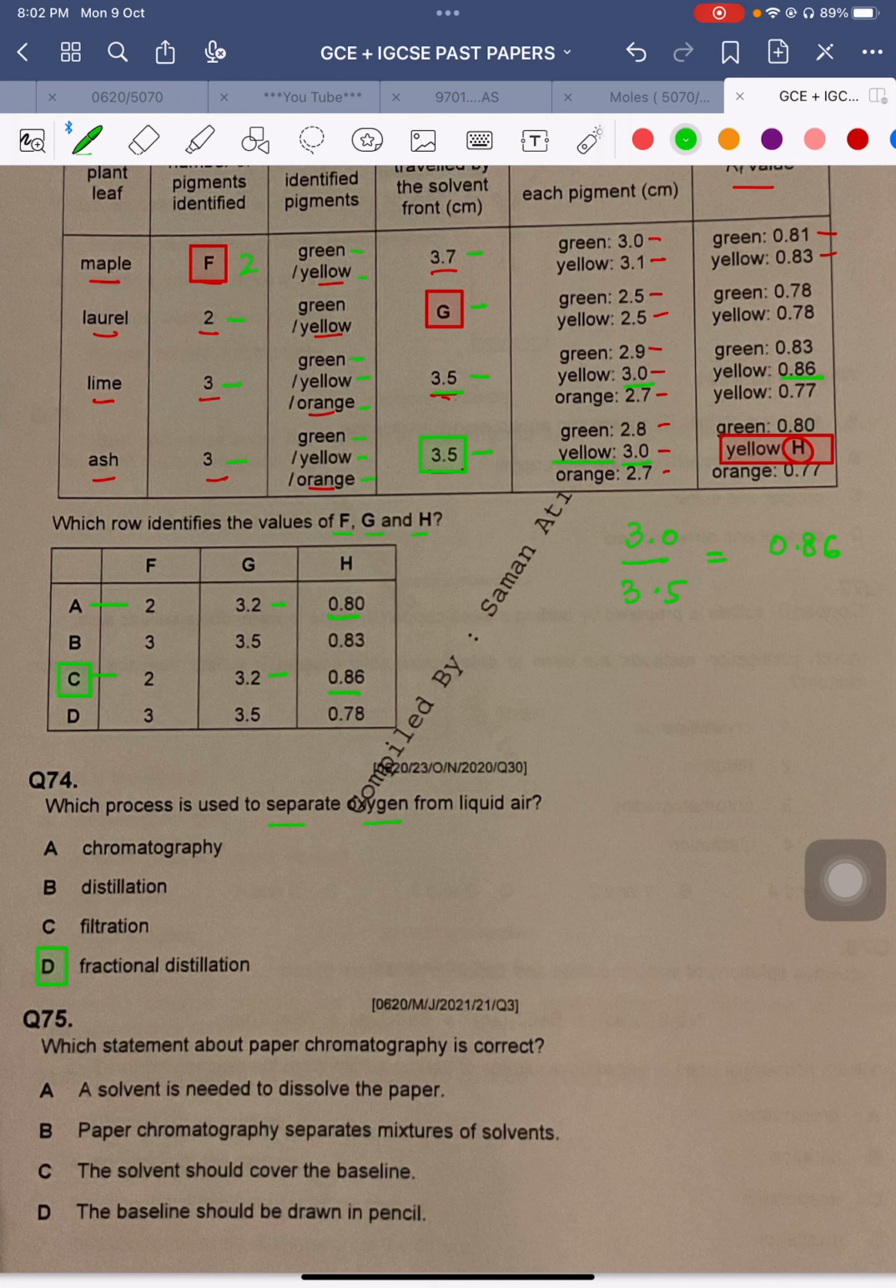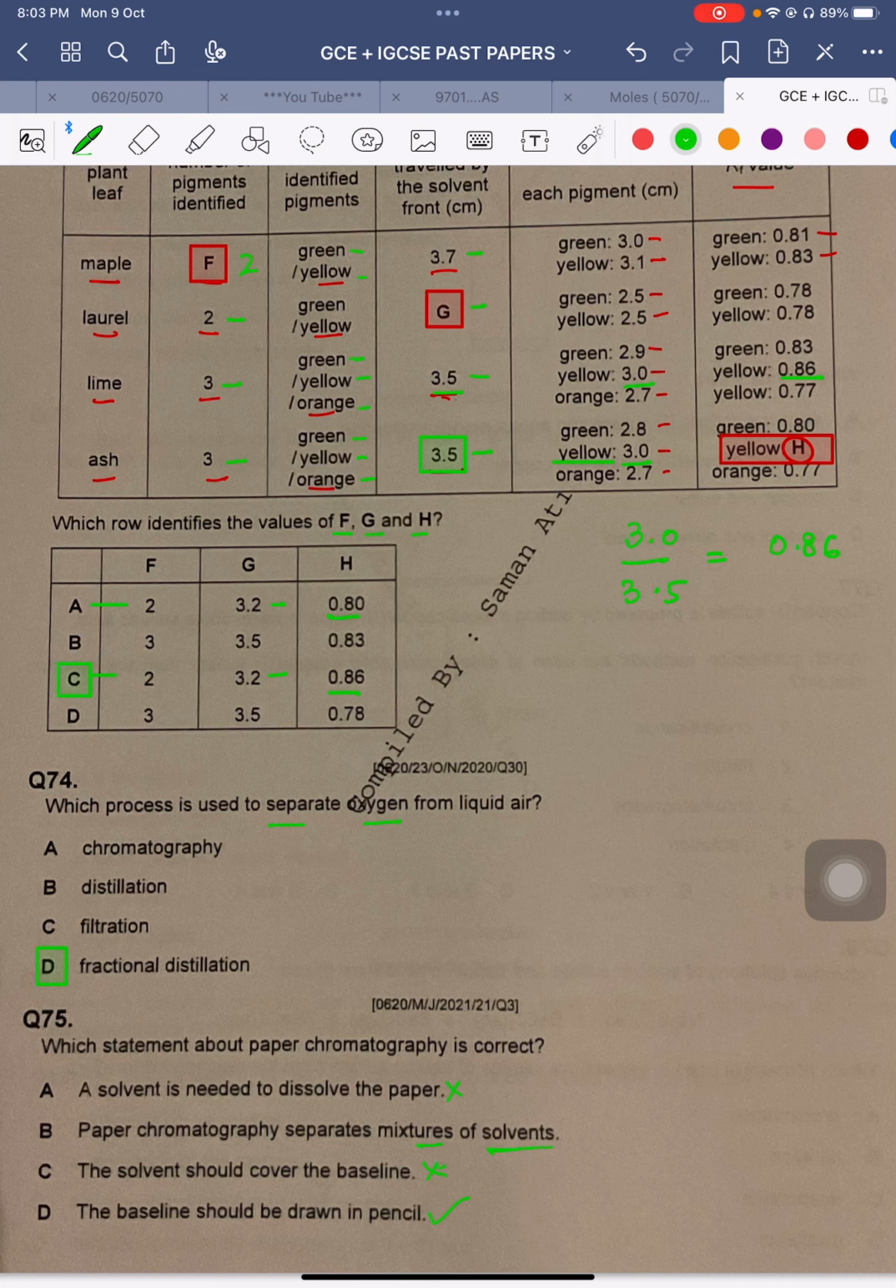Which statement about paper chromatography is correct? A solvent is needed to dissolve paper? No, not to dissolve paper. Paper chromatography separates the mixture of solvents. Let's see. The solvent should cover the baseline? No, the baseline should never be covered with the solvent. The baseline should be drawn in pencil. Paper chromatography separates the mixture of solutes, not the solvents.